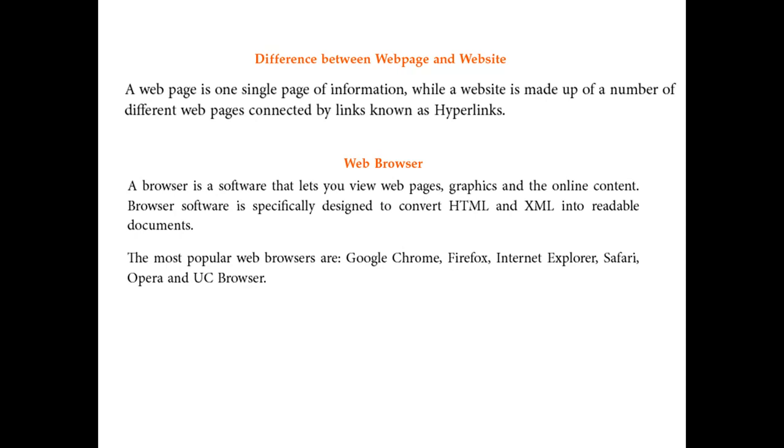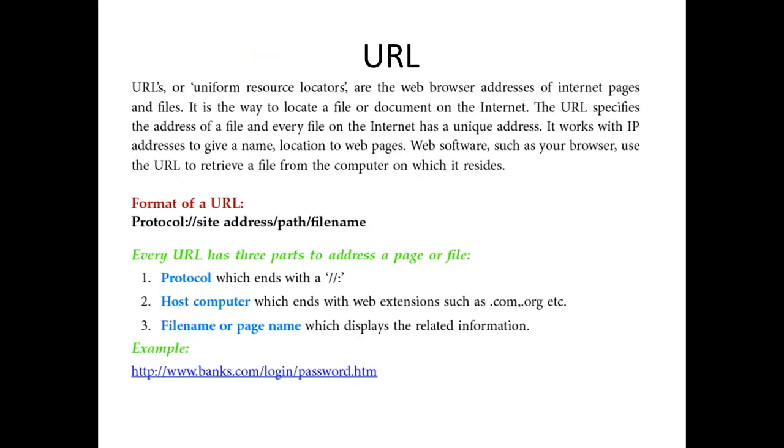A web browser is software that lets you view web pages, graphics, and online content. Browser software is especially designed to convert HTML and XML into readable documents. The most popular web browsers are Google Chrome, Firefox, Internet Explorer, Safari, Opera, etc.